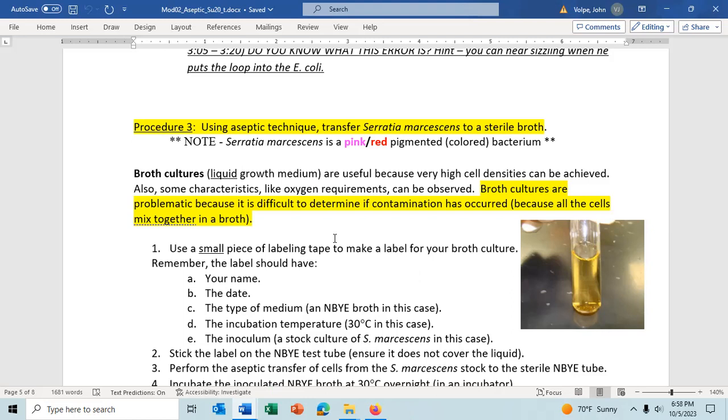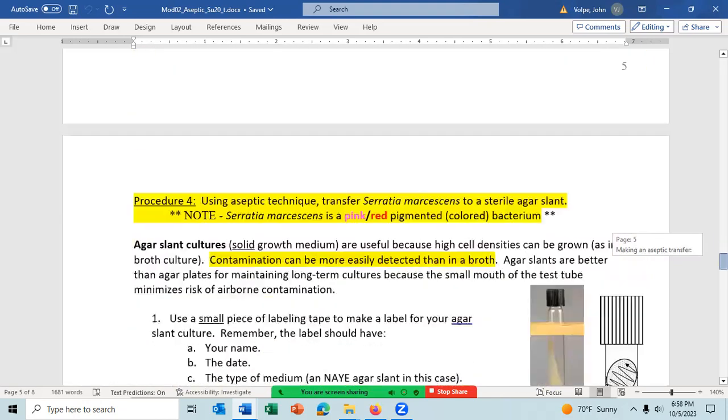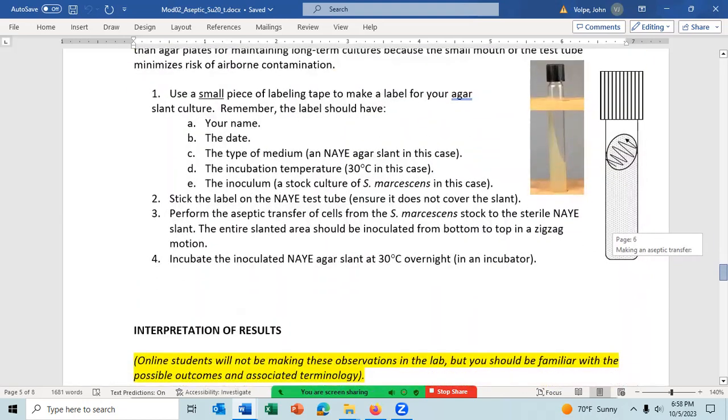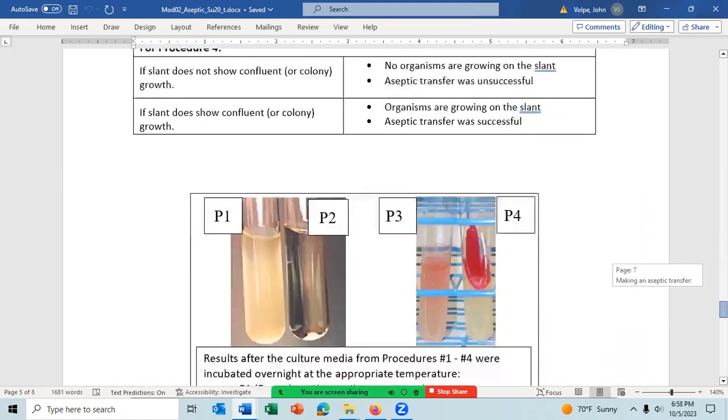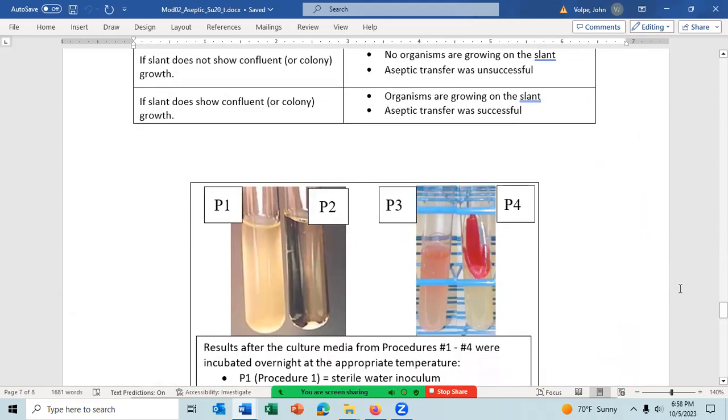However, if there's slight contamination in the tube, there's no way to know in a broth culture because the cells are all going to mix together. And if there's slight contamination, the tube will still appear pinkish, like that.